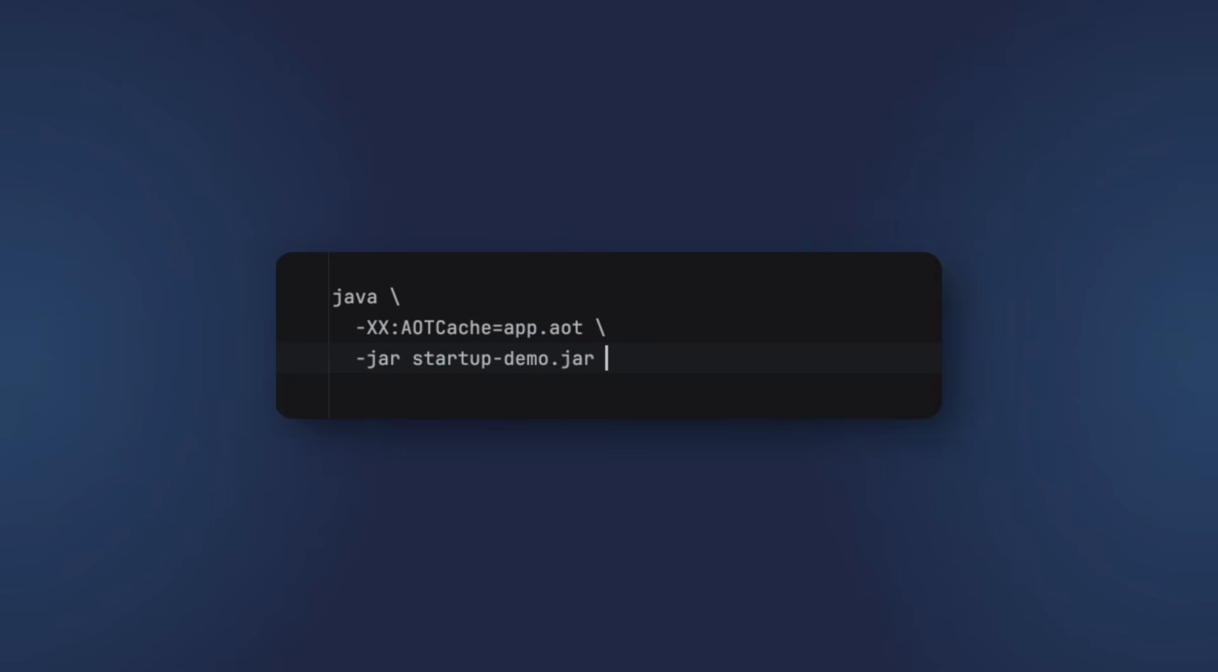With Java 25, you don't need to use this intermediate step of creating the cache. The cache will be created automatically when you stop the application after the training run. AOT Cache enables about 70% reduction in the startup time.